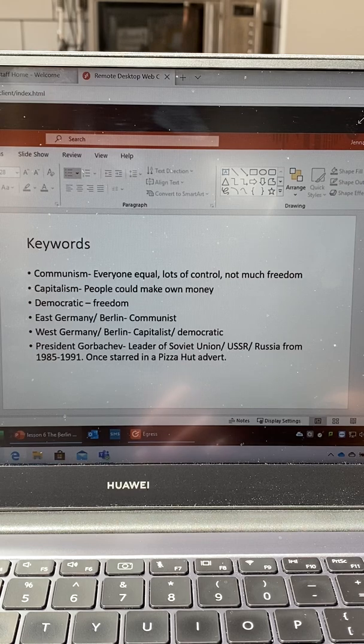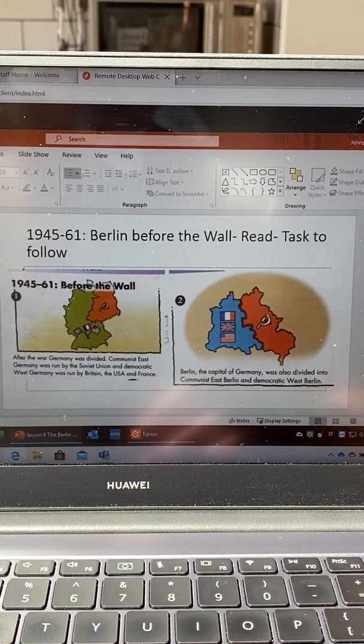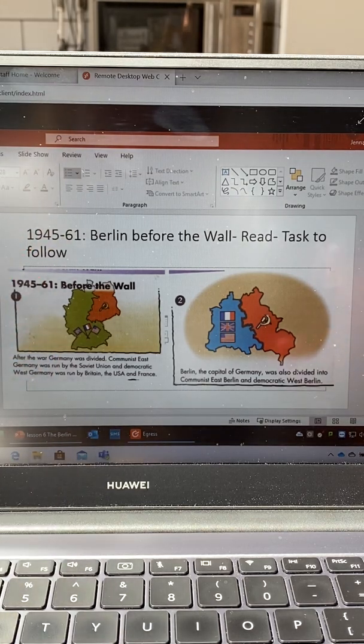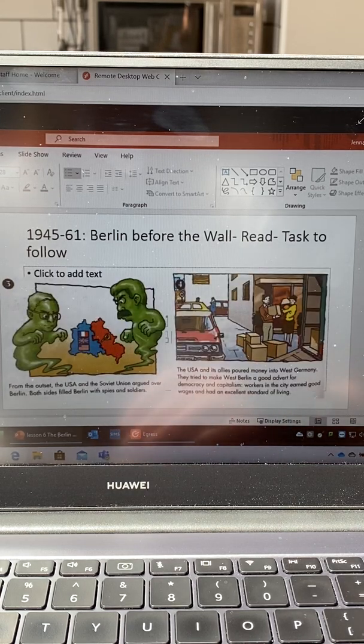So let's now get started. So we've got a little bit of information just to read, a few little cartoons to look at. So look at the picture, read the information. So this is stage 1 in Berlin. They don't have the wall yet. Let's see what's happening in Berlin. All right, so again, as I said to you, have a little look through, make sure you understand what's happening.